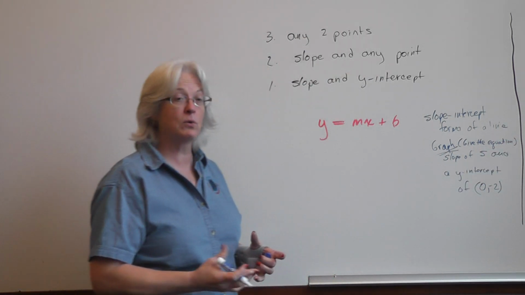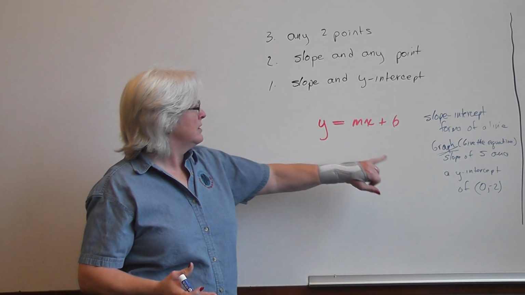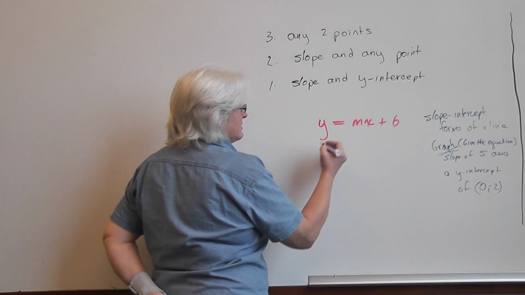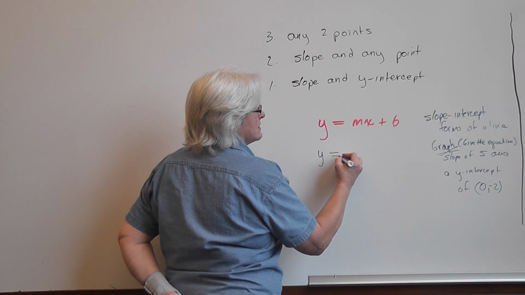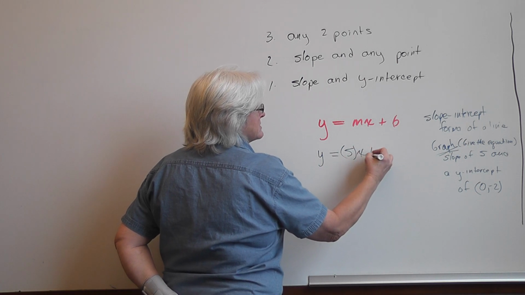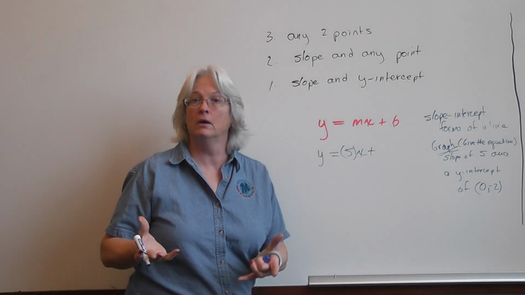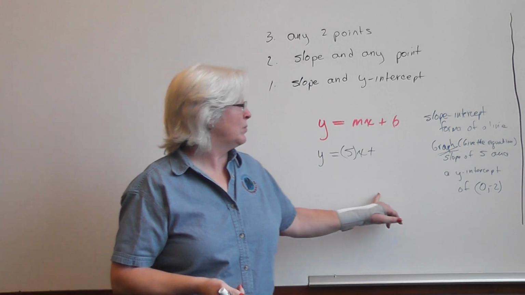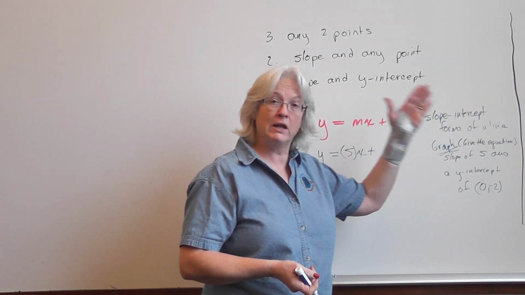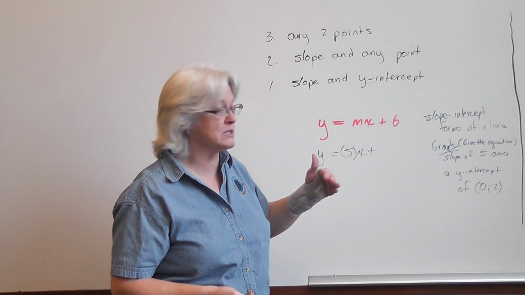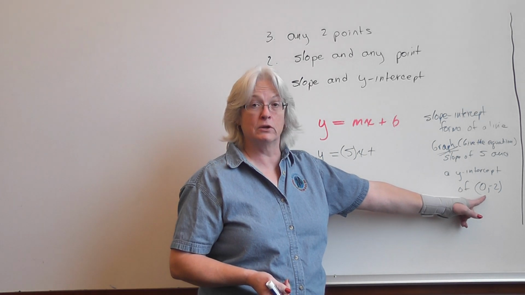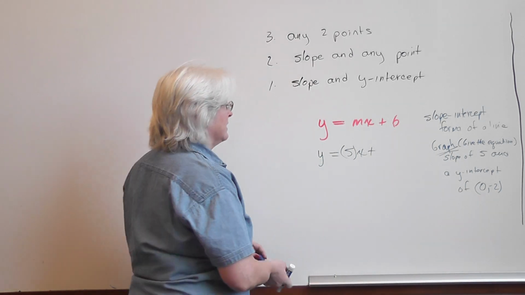How do you find the equation? Given the slope and the y-intercept, you just substitute things in. What does this tell us that the slope of the line is equal to? The slope is 5. 5 times x plus what? What's the y-intercept? The y-intercept is the y-coordinate of the point at the place where the graph of that line crosses the y-axis. The x-coordinate's always going to be 0, so the y-intercept is -2.